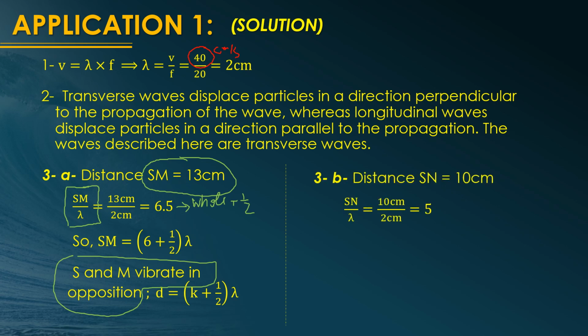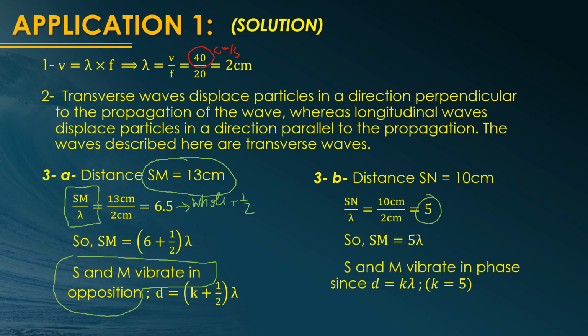In the second scenario, the distance is 10. Dividing by lambda, we get 5. So, this is similar to 5 lambda, or k lambda, in which S and N vibrate in phase. Okay? It is as simple as that.